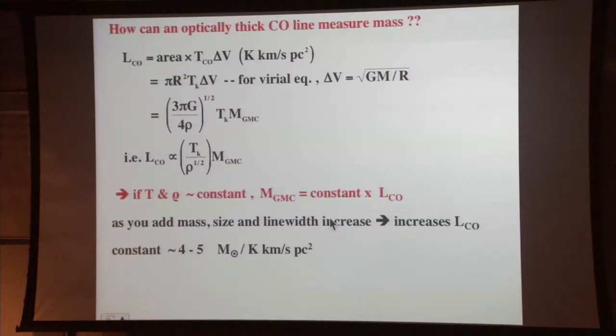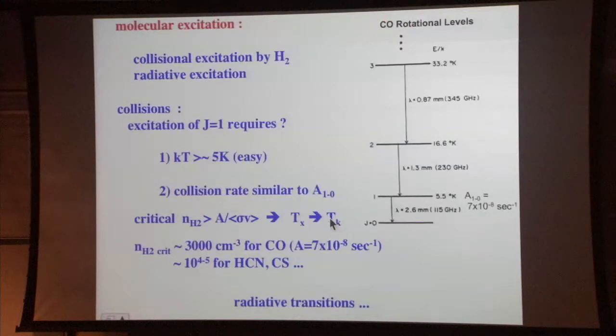Obviously, in little core regions, much higher temperatures, but I'm talking about the mean temperature for a cloud. And then the densities don't really vary very much either, if you go back to the size line width relation. So the constant of proportionality here is about 4 solar masses per unit of luminosity. Okay, little tutorial, since this was supposed to be, I guess, teaching on molecular excitation.